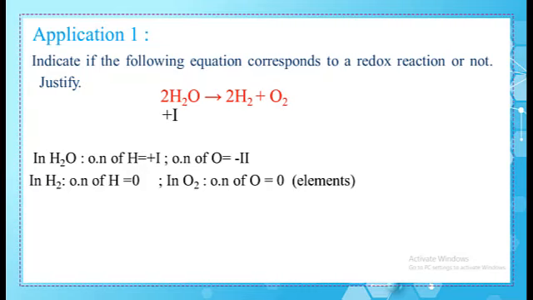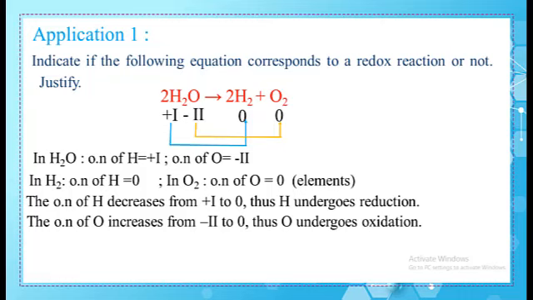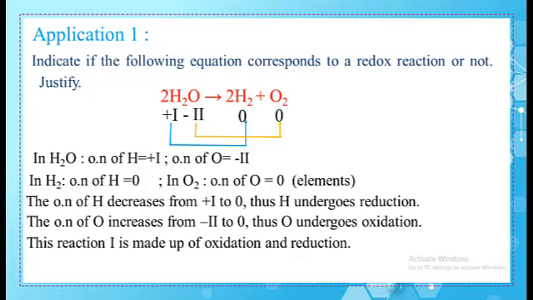So the oxidation number of H in H2O is +1, O is -2, H in H2 is 0, and O in O2 is 0. As you can see here, the oxidation number of H decreases from +1 to 0. Thus, H undergoes the reduction half reaction, whereas the oxidation number of oxygen increases from -2 to 0. Thus, O undergoes oxidation. So this reaction is made up of oxidation and reduction half reactions.